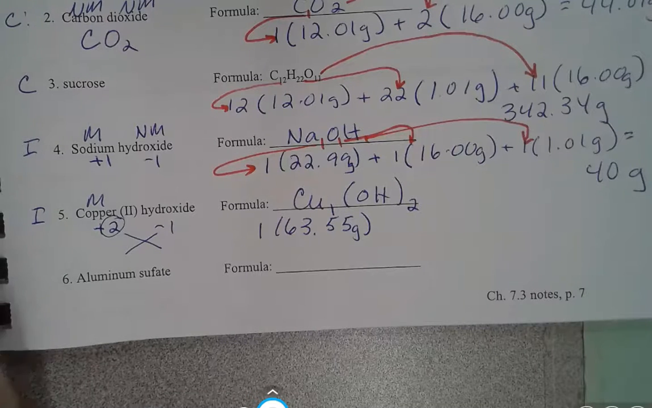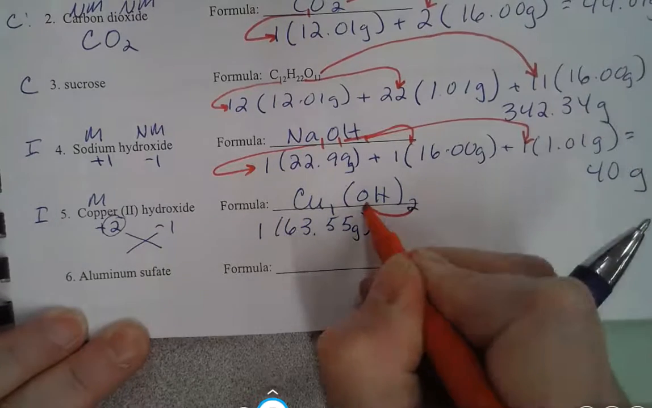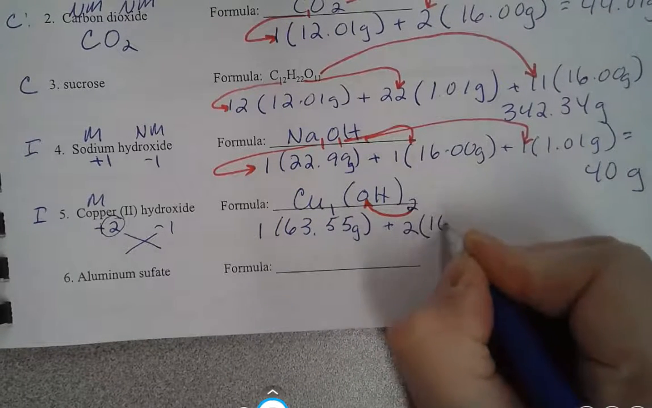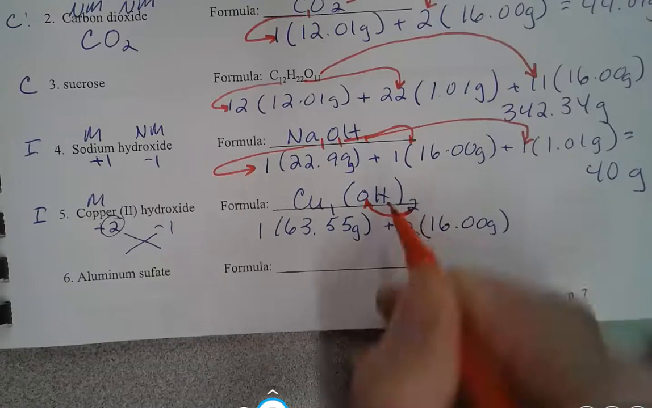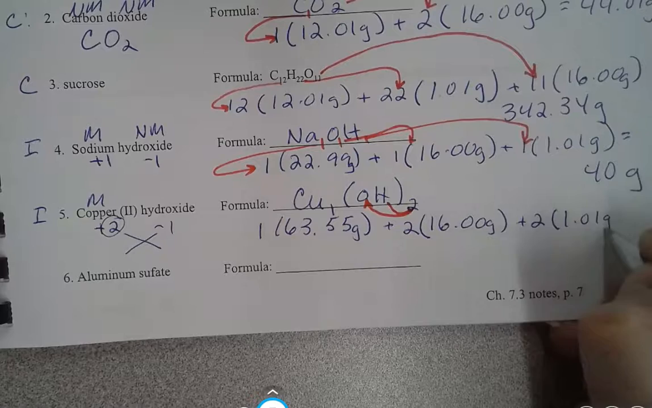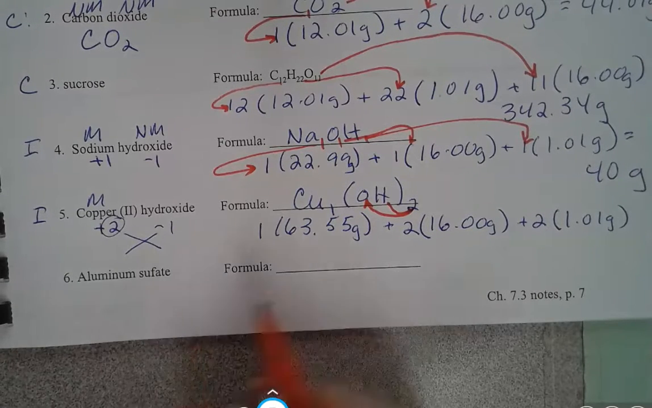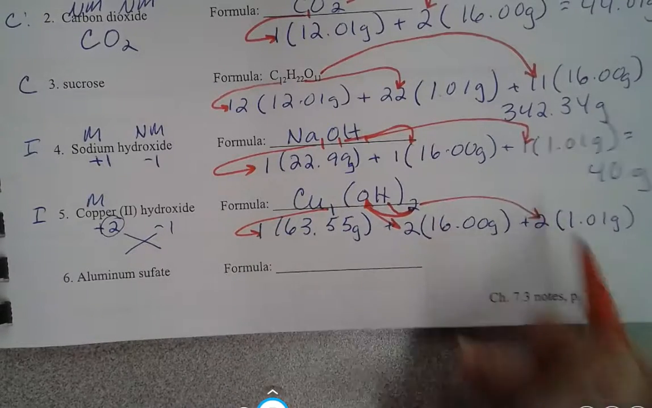Now be careful. How many oxygens do we have? Well, I have to distribute, don't I? So if I do this, I have 2 oxygens at 16 each. And if I distribute again, I have 2 hydrogens at 1.01. That's why those parentheses are so important. So I have 1 here, 2 here, and 2 here.